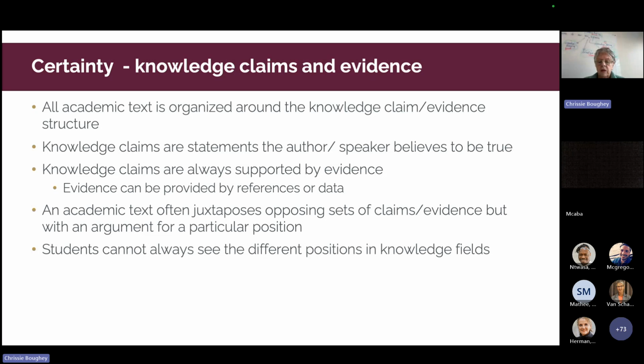Now, one of the problems, of course, because we don't tell them, is that students can't always see the different positions in knowledge fields. We can see them, we spot them, but we don't always explain to our students about these positions in ways that they can understand. So that's one of the things that happens within this vertical discourse that I'm talking about.